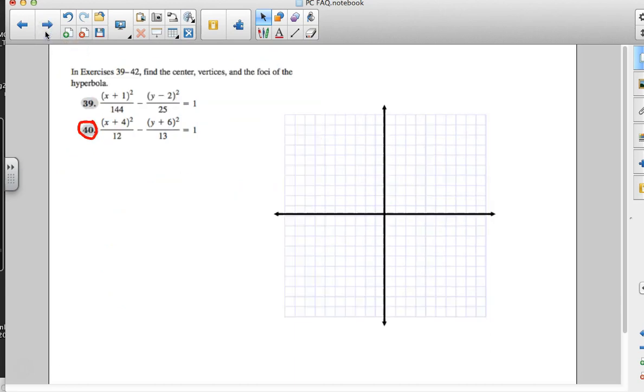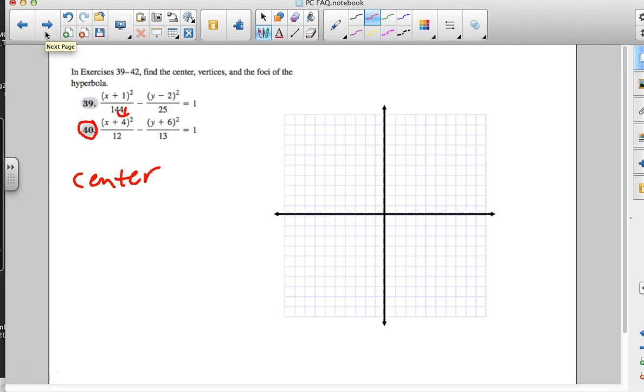Number 40 says find the center, vertices, and the foci of the hyperbola. So now it's given all that good stuff. I might do the asymptotes too. I kept thinking through the other two, it hasn't asked for the asymptotes yet. So for number 40, our h and k center is -4, -6. So just starting to get some things visual here. And I'm going to label these vertices because in this particular problem they want us to find all that stuff. So having it labeled will help us out.